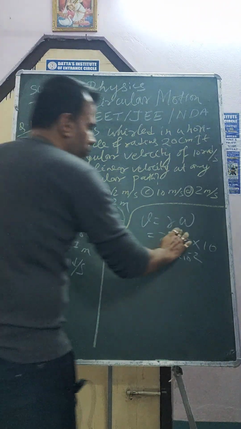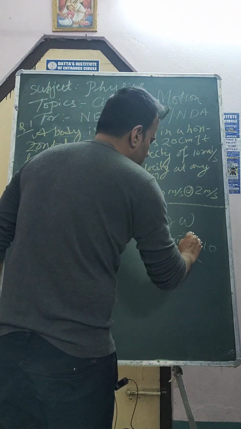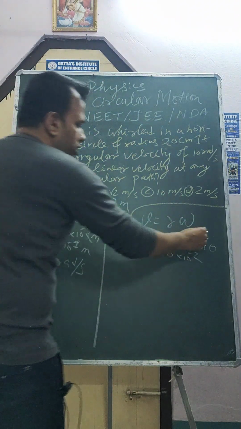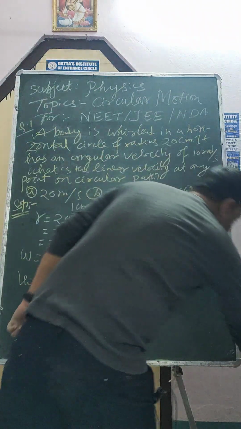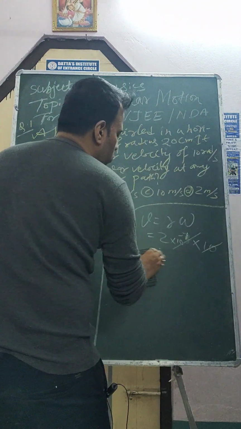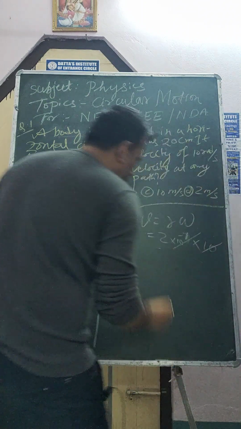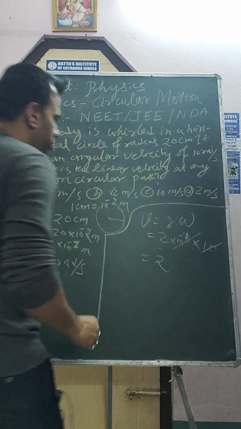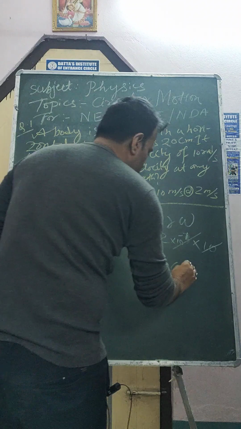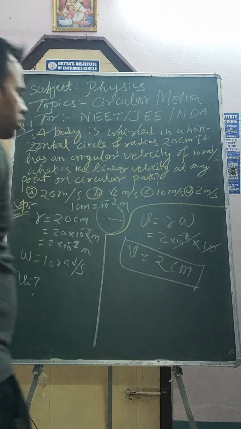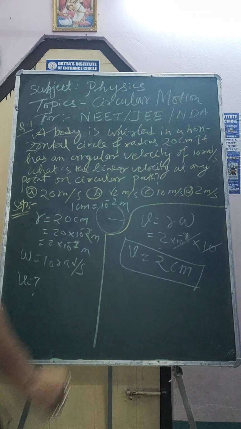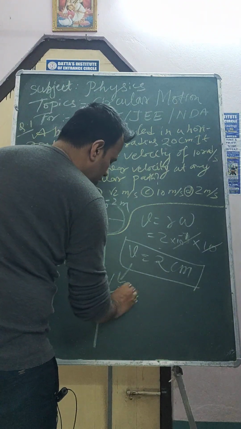So if I put 10 to the minus 1 here, the 10 to the plus 1 will be cancelled out. What will be left here? It will be 2 centimeter. So the velocity will be 2 centimeter. This one is the required linear velocity.